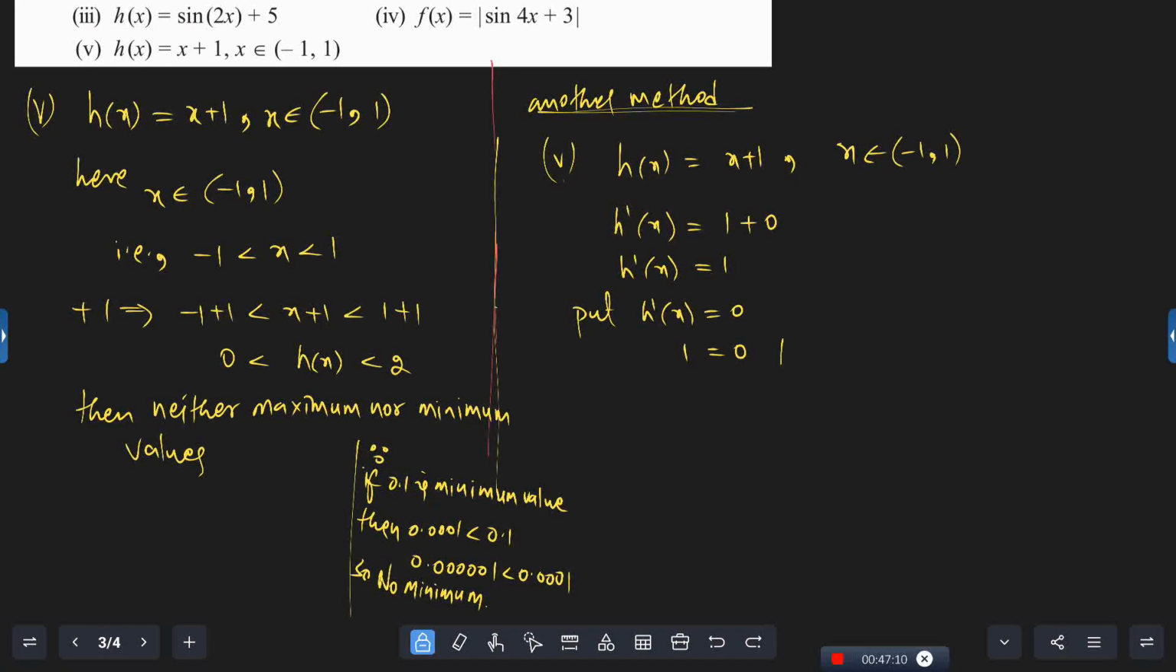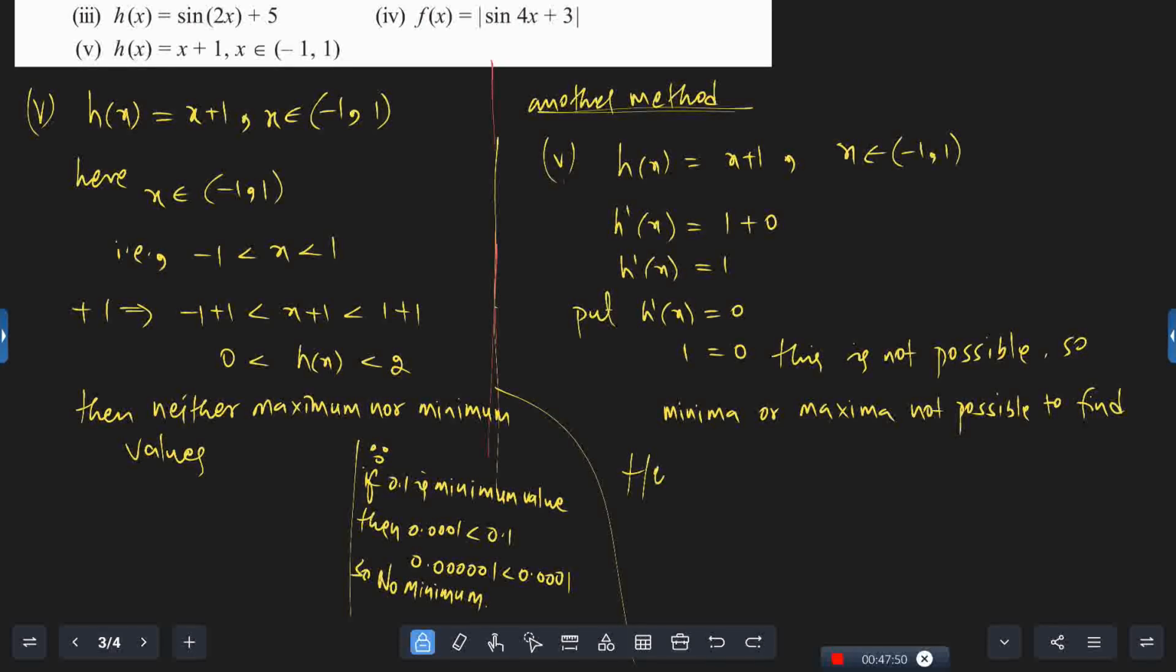This is not possible. We cannot find the x value. We cannot check theorem 3 and 4. No maximum, no minimum. It means we cannot find the maximum and minimum. This is not possible. So minima or maxima are not possible to find.